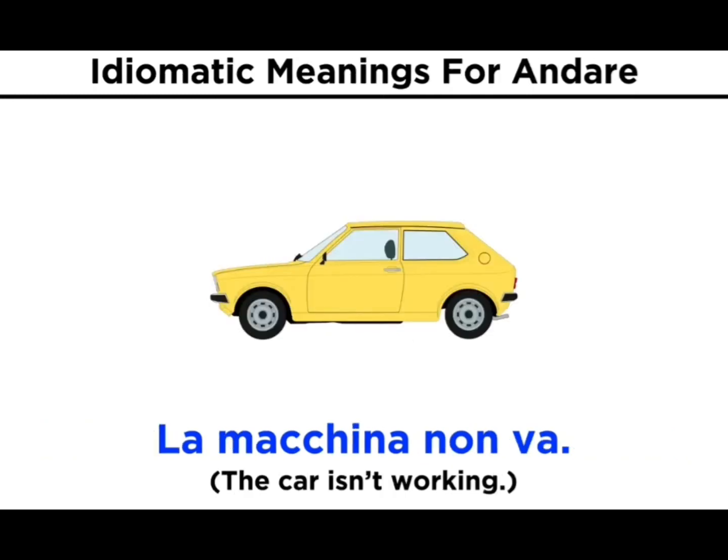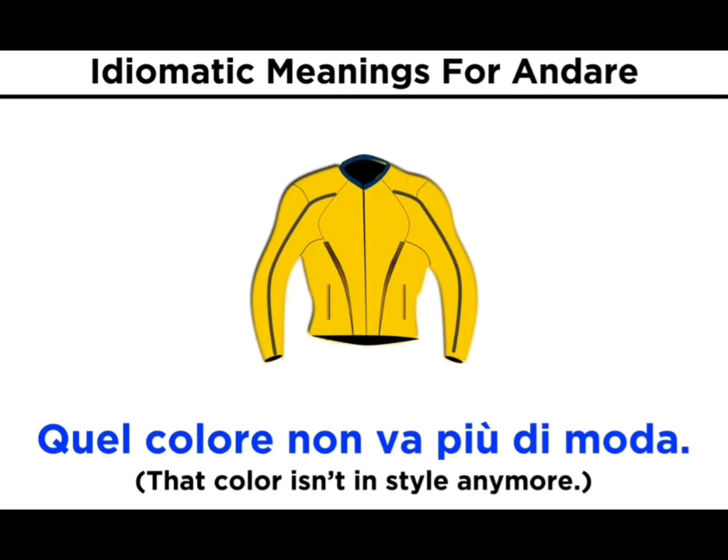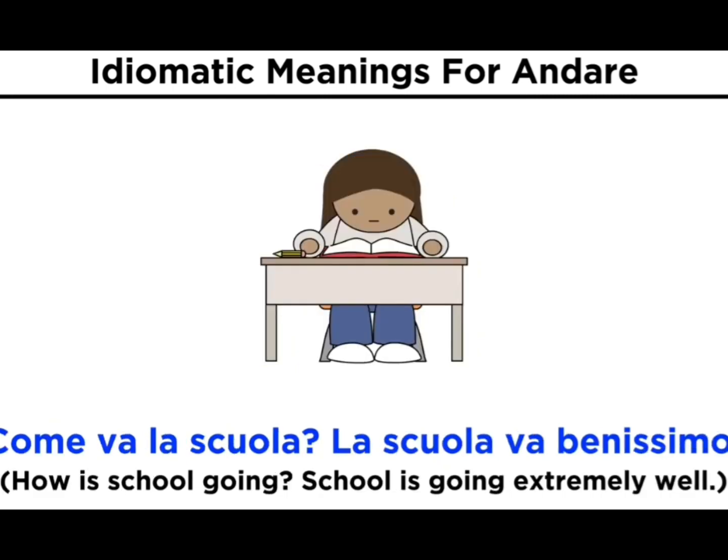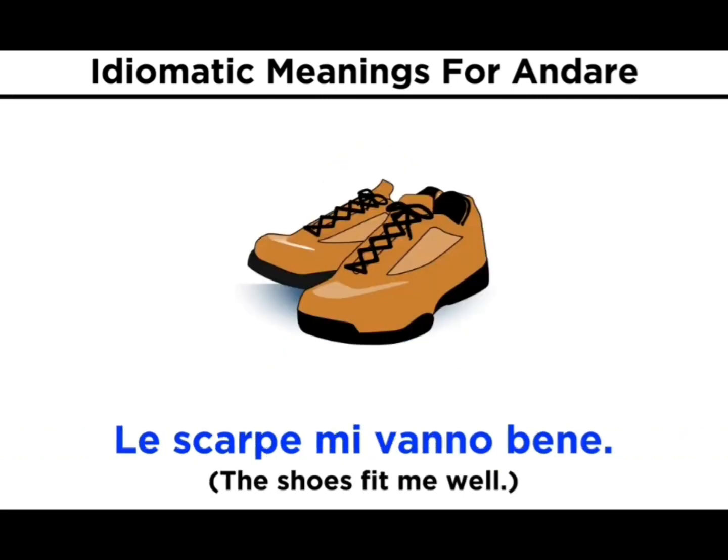Lastly, there are a few idiomatic meanings for andare. It can sometimes represent functionality. If your car isn't working, you could say, la macchina non va. It could refer to being fashionable. Quel colore non va più di moda. It could refer to how things are proceeding. Come va la scuola? La scuola va benissimo.